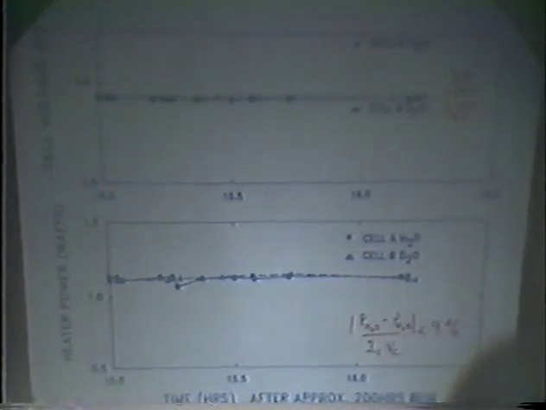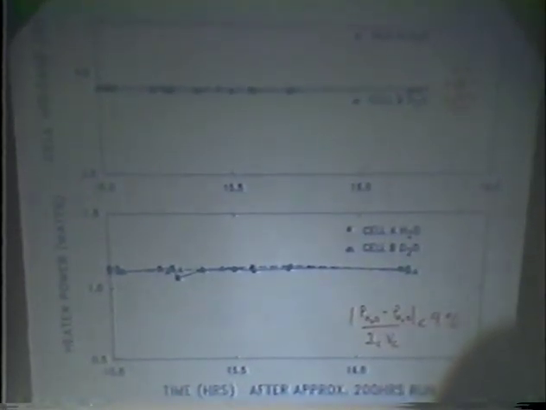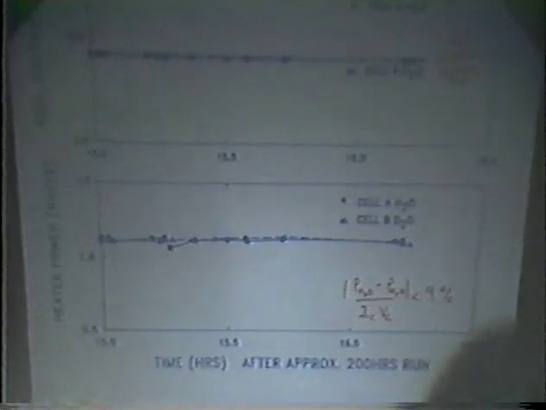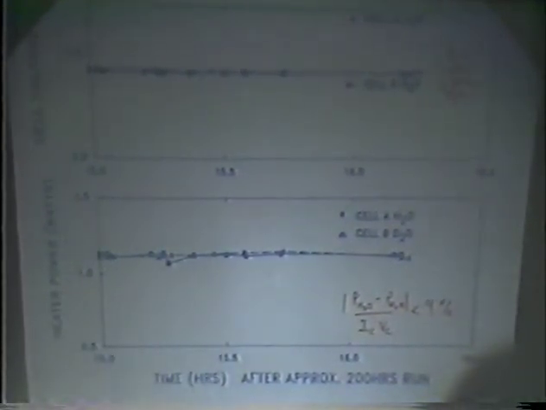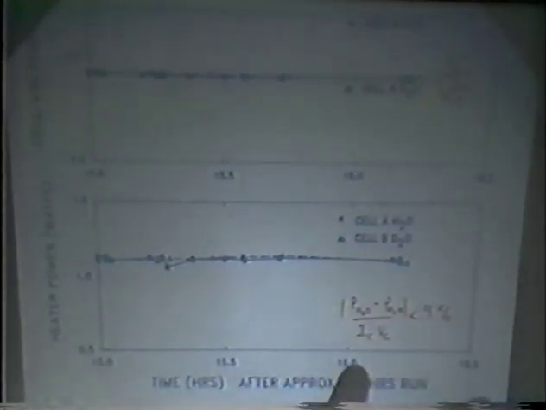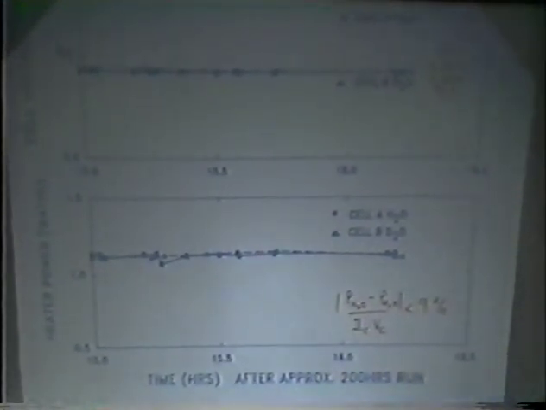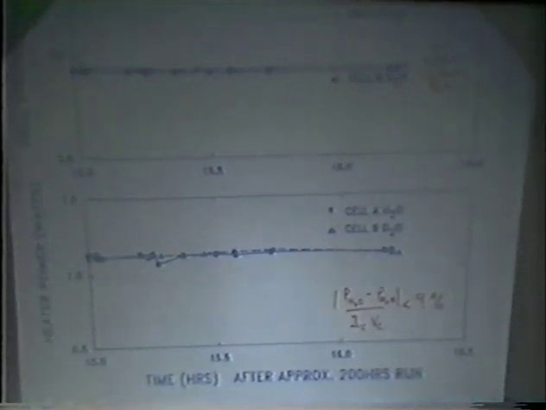You'll notice a slight difference in the cell voltages. This is just a reflection of the difference in electrolysis potential required for D2O and H2O. But the key piece of information is shown at the bottom. That's the heater power, and within a very conservative error resolution of 9%, we suggest that there's no significant change in the heater power during this portion of the experiment or any other portion of any other experiment within our error limits. Again, 9% seems a lot.